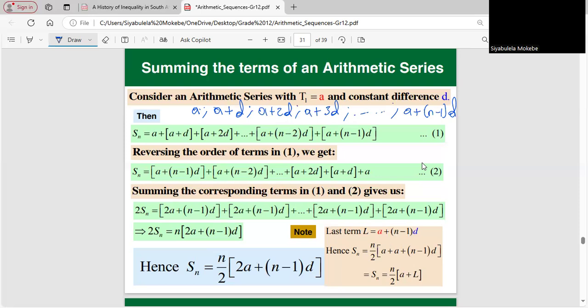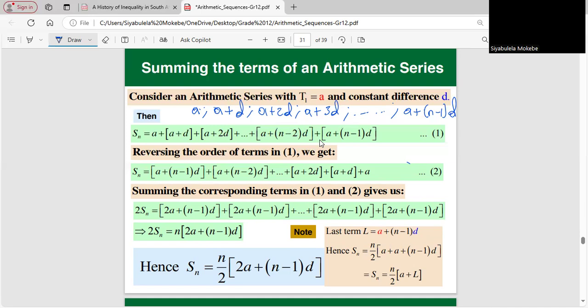So S of n is going to be equal to the first term plus the second term plus the third term, continue up until the term that comes before the last term, and then the last term. I'm going to take the summation that I have here and reverse the order of the terms. So instead of starting with A, I'm going to start with this last term. You can see that nothing has changed. You only reverse the order of your numbers.